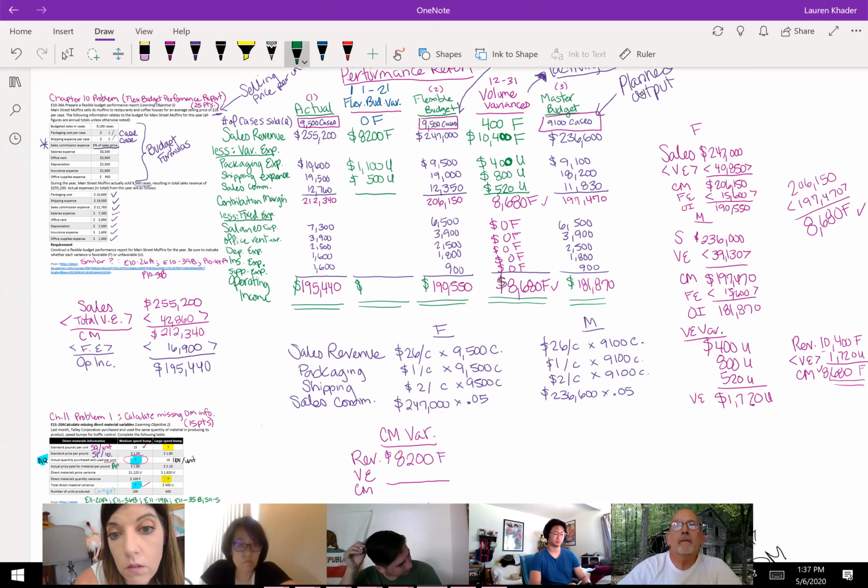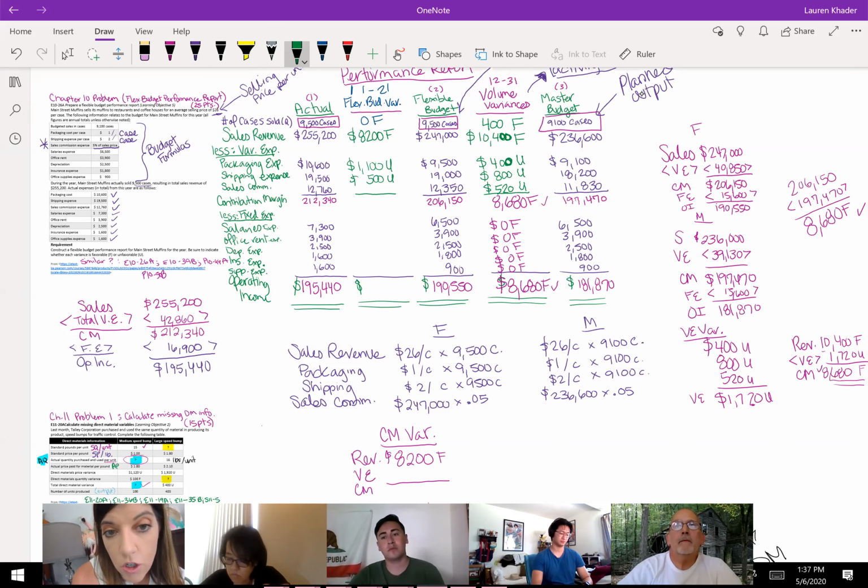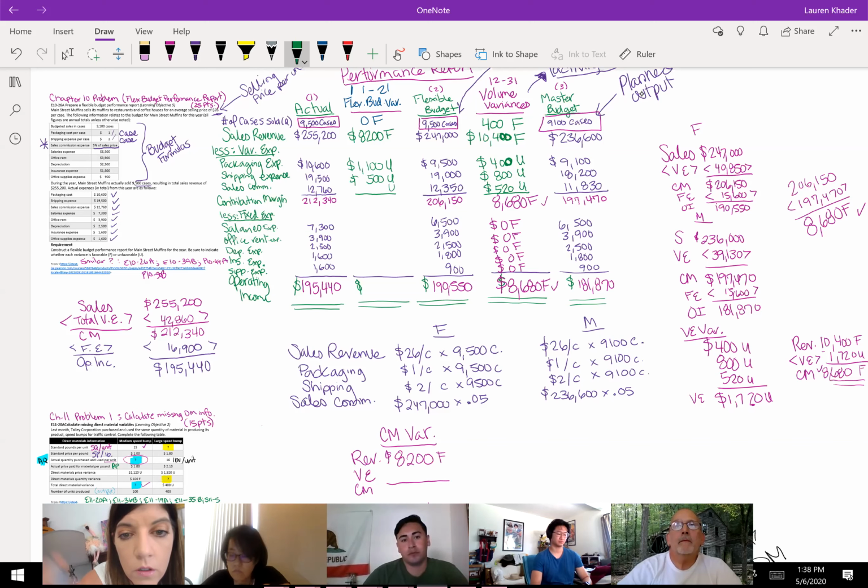Sales commissions, higher than we're expecting it to be. 12,350 is what was planned versus we actually paid out 12,760. And it has to do with the fact that we had a higher selling price per unit for some of those units that we sold. They charged them a higher price, so we had to pay a higher commission. It's going to be unfavorable by how much? 410.